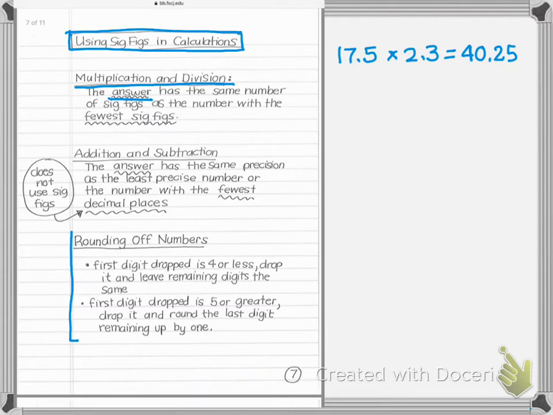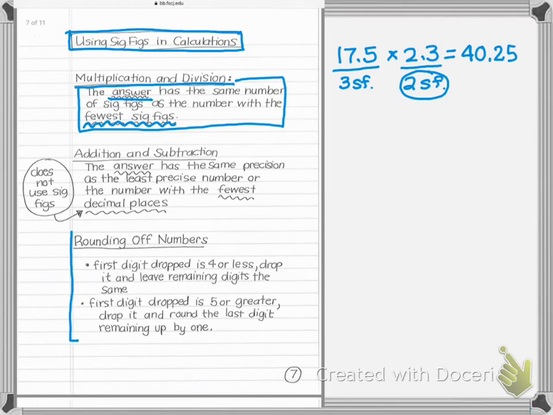But to do significant figures, this number has 3 significant figures. This number has 2 significant figures. So the rule says your answer should have the same number of significant figures as the number with the fewest. This one only has 2, so I need to round my answer to 2. I need a 4 and a 0, and I'm going to drop off the 2. So I would write this number as 40.